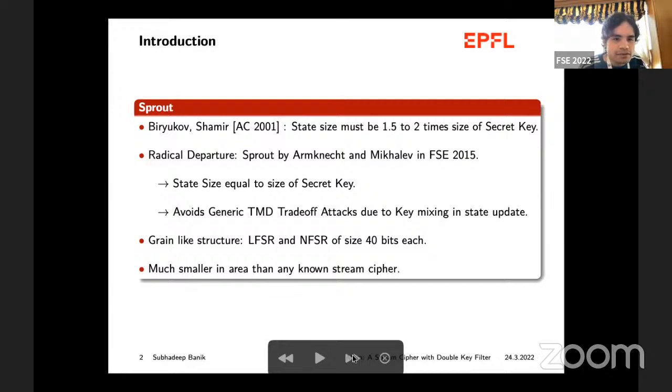And this was considered to be a rule of thumb till about 2015, when Armknecht and Mikhalev proposed a stream cipher Sprout, whose state size was actually equal to the size of secret key. And in spite of that, it seemed to be immune against the generic TMD attacks that Biryukov and Shamir had proposed.